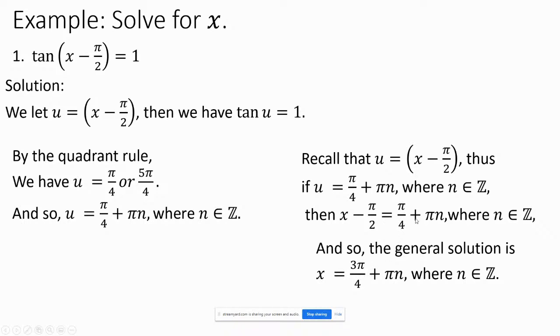Kasi pi over 2, para maging ma-add sila, kailangan pares denominator, di ba? 2 pi over 4 si pi over 2. Kasi lowest term ni 2 pi over 4 is pi over 2. So, 2 plus 1, that's 3 pi over 4. Okay? So, yan siya. This is general solution. That's how we use substitution.